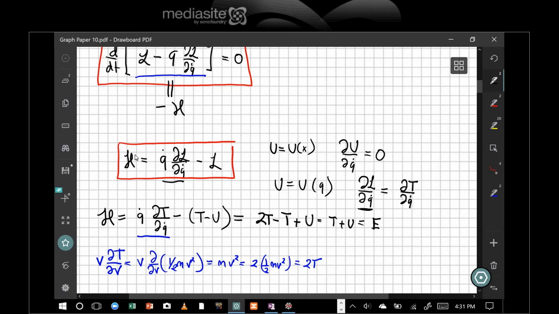So this Hamiltonian is going to be a really important function. We're going to look at this Hamiltonian for a lot of different cases. In general, for a very general case, you can always define a Hamiltonian. It may not be equal to the total mechanical energy for some systems, but for conservative systems, it will be equal to the total mechanical energy.